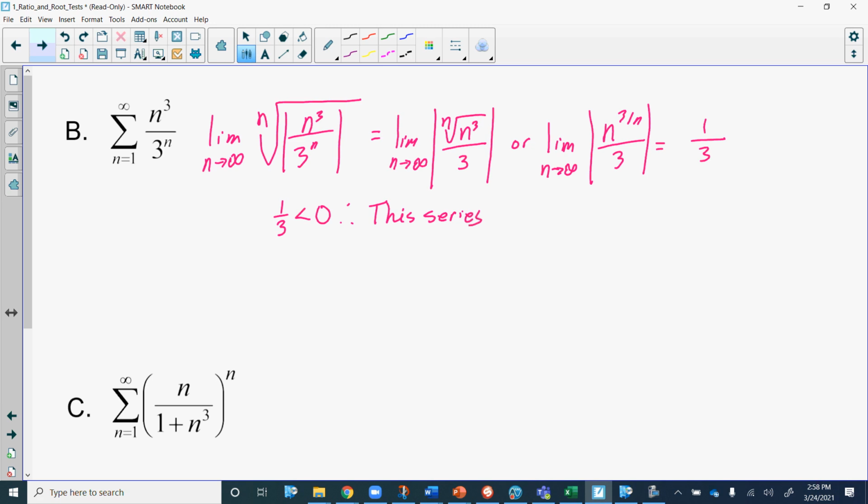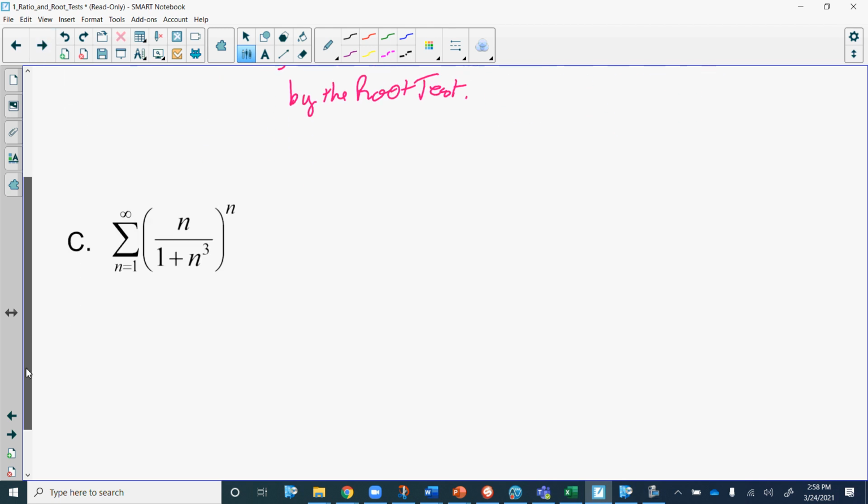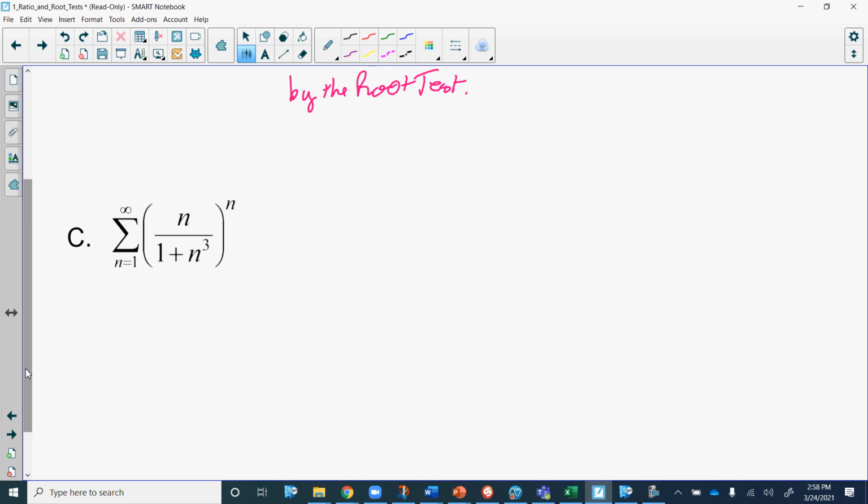This series converges absolutely by the root test. And the last example that we have here for the root test.